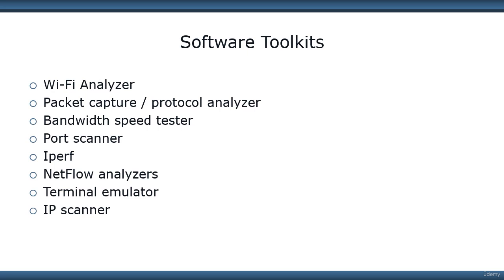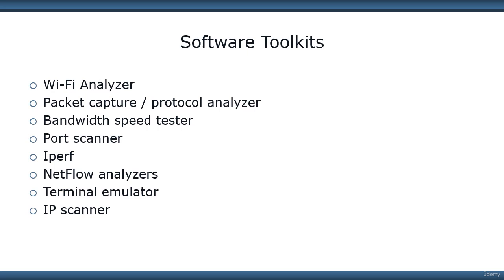Packet capture, protocol analyzers. We've mentioned these a couple of times. Ethereal and Wireshark are a couple of the most common freeware versions that are out there. You can download these and then you can capture packets to and from your system in order to troubleshoot connectivity issues, encryption issues, those kinds of things.